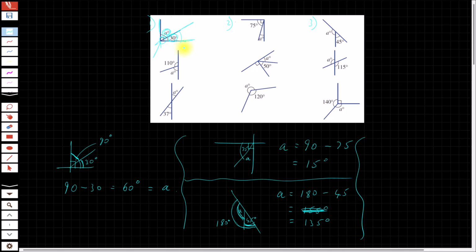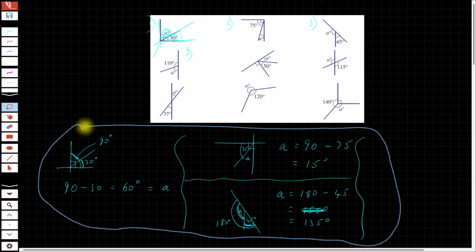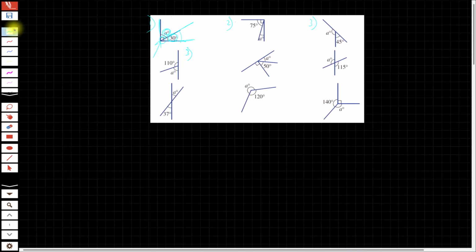Next one, we have number 3 here. We'll just rub some of this stuff out. So number 3, we have a line coming off here. They have measured this angle here to be 110 degrees, and we don't know this angle A. But we know the angle from this line back to itself is 180 degrees, a straight line. So angle A equals 180 subtract this part here, 110, equals 70 degrees.